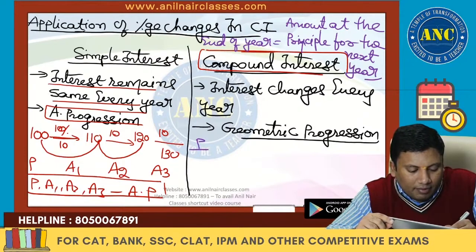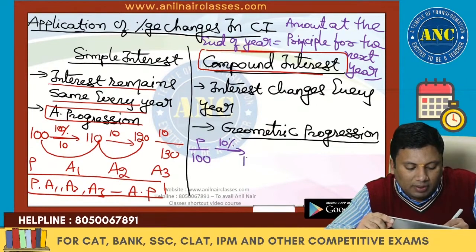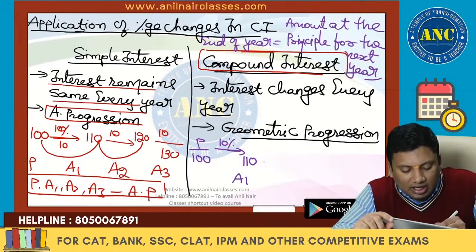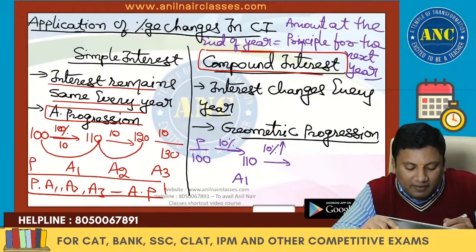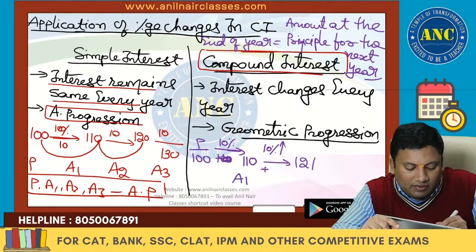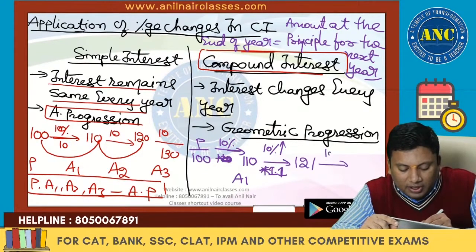Listen carefully. Principal is 100. There is a 10% increase. This is nothing but 110. This is A1. This amount will act as the principal for the next year. Again it is a 10% increase. 10% of 110 is 11, so it is 121. Here it is 1.1, here it is 1.1. I hope it is clear, right? Here it is again a 10% increase on 121.